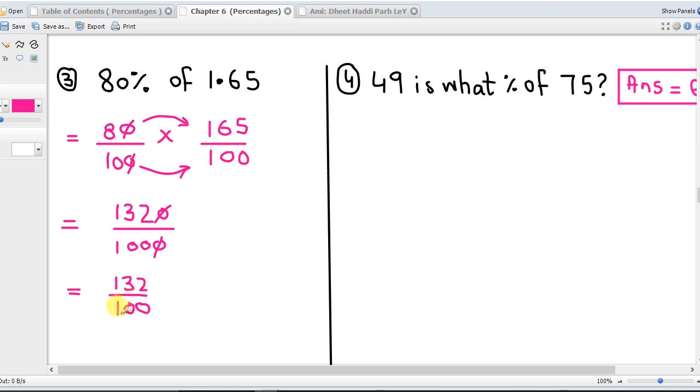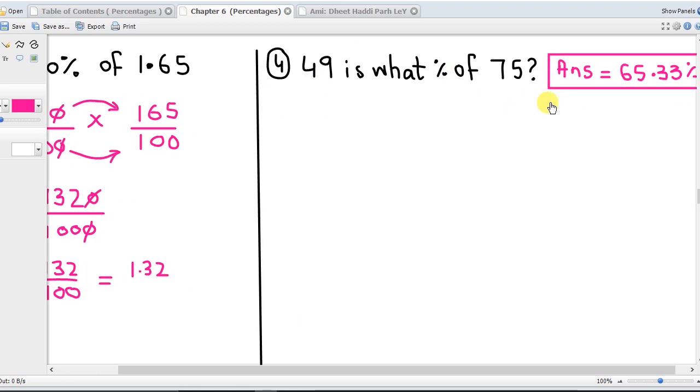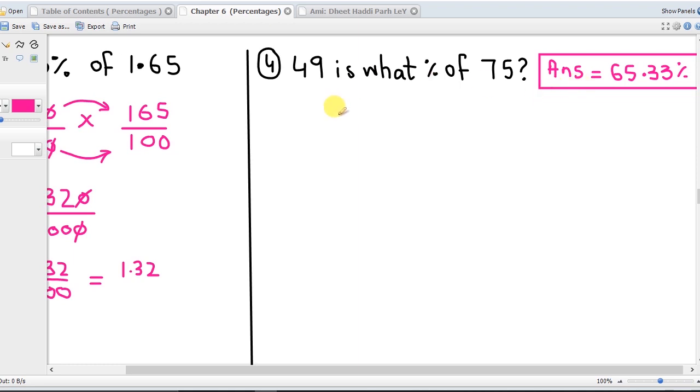Since our question was in the decimal value, it is better to write your answer in the form in which the question has been written, right? So 132 divided by 100 will give us 1.32. So this is our final answer. 80% of 1.65 is 1.32. Moving on to the next question. Question number 4, the answer is already written there for verification.